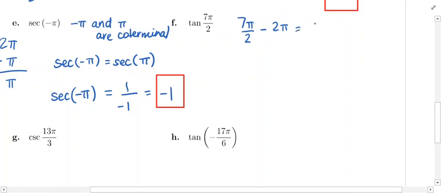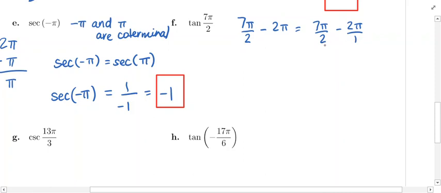Okay, so let's figure this out. This is going to be 7 pi over 2. It's already a fraction, but the 2 pi is not. It's over 1. Let's go ahead and change it. We need a common denominator here because we're subtracting fractions. 2 times 1, that's 2. That's going to be the common denominator.